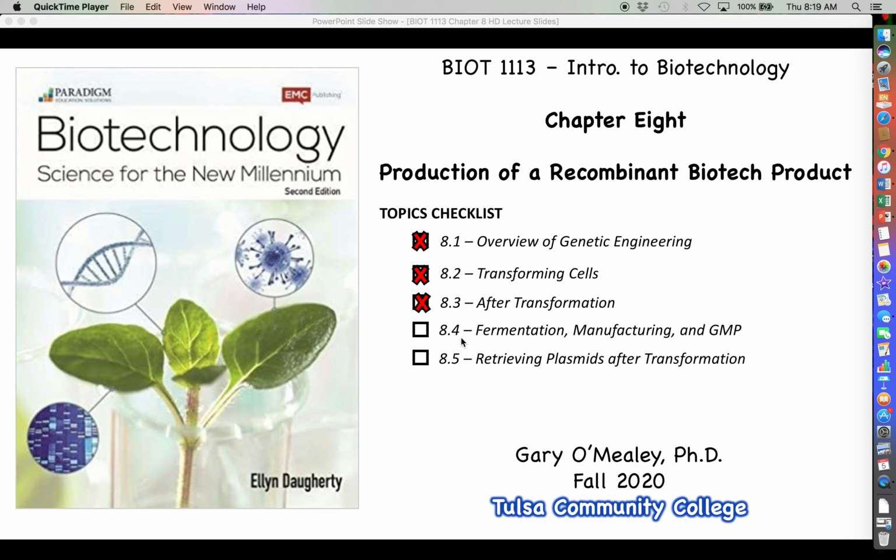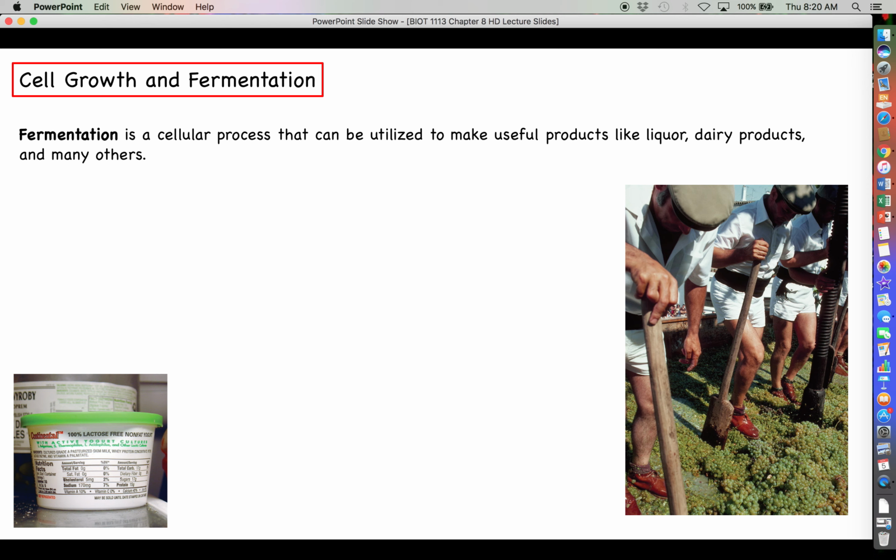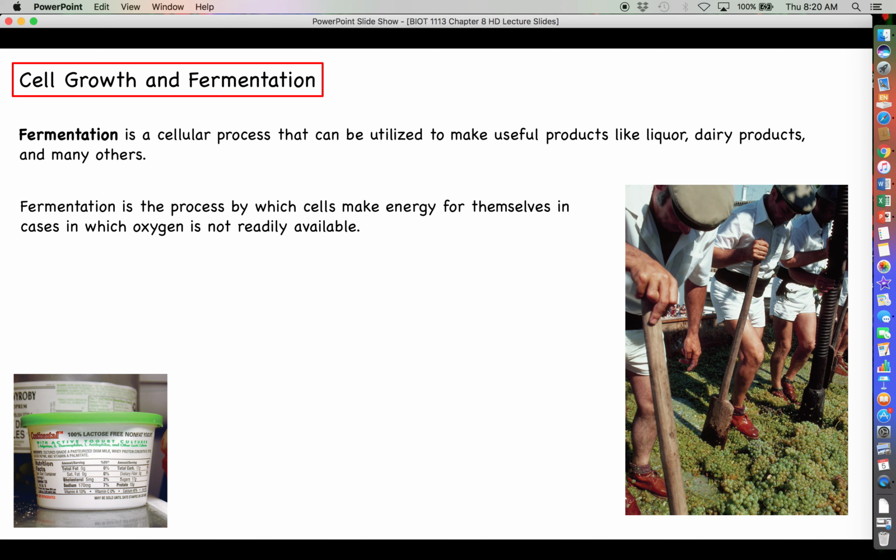So fermentation, something that I'm sure you've heard of before, refers to a cellular process by which cells can make all sorts of useful things for us. Things like alcohol, dairy products, and other sorts of things as well. Fermentation is an energy-making process that cells go through when they are without oxygen. So this is what is sometimes also called anaerobic respiration.